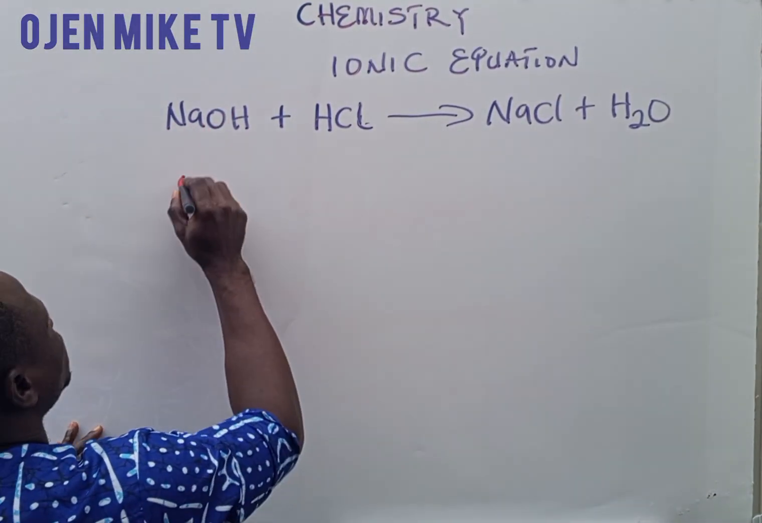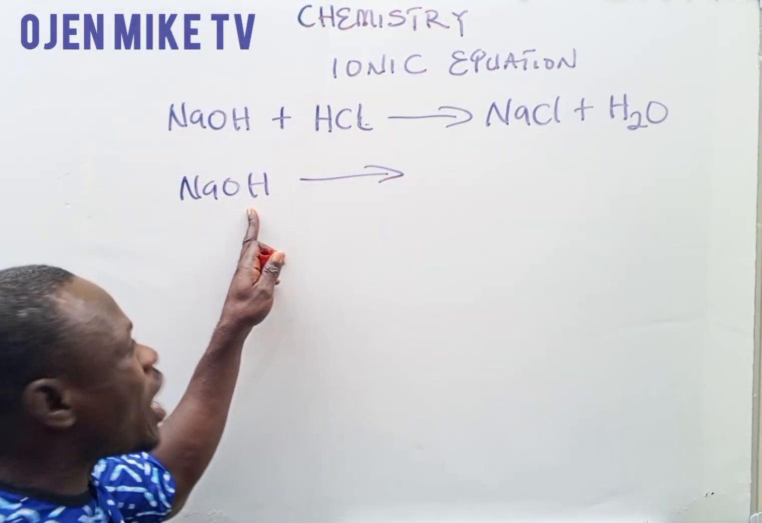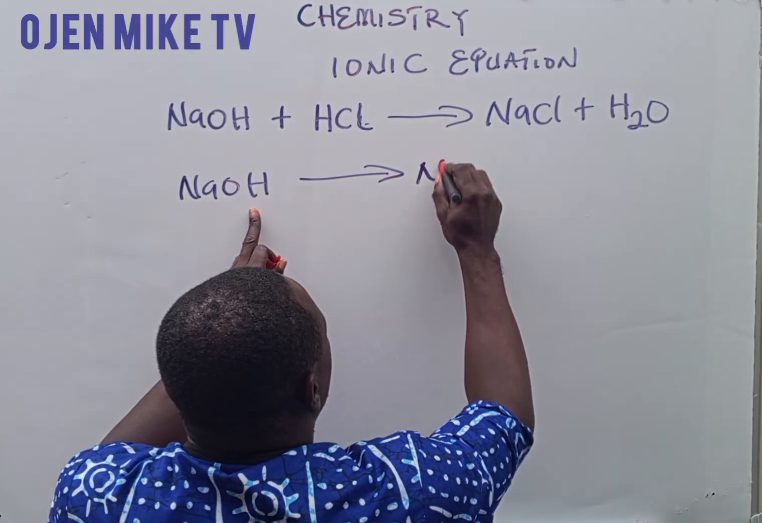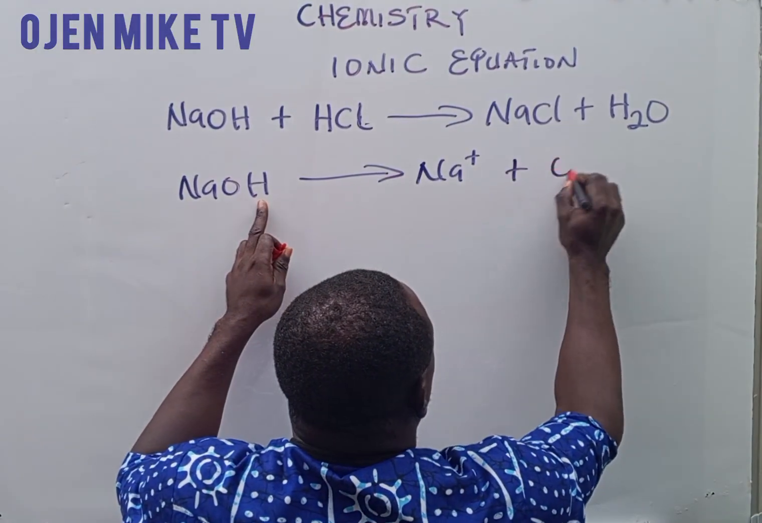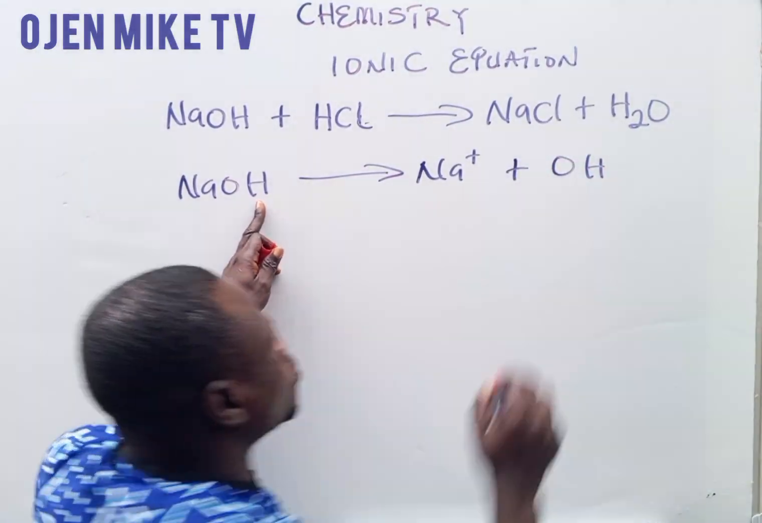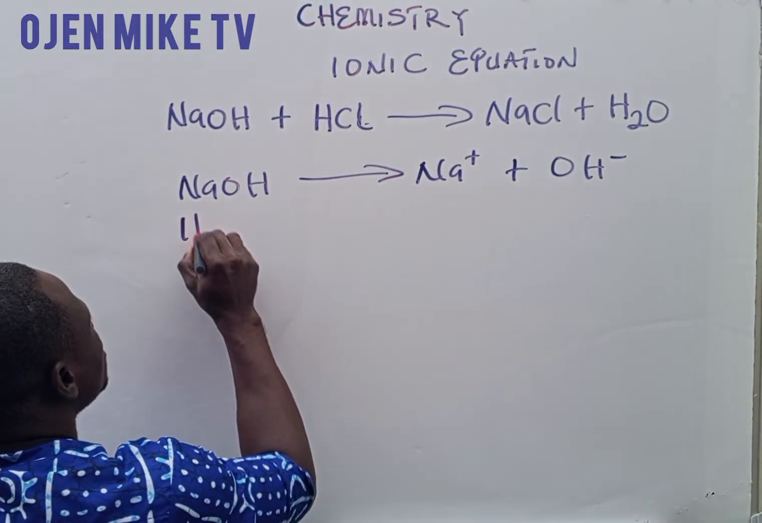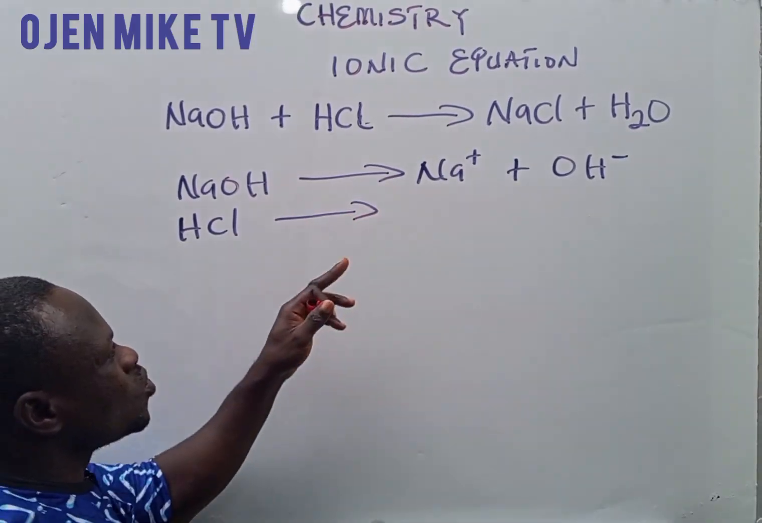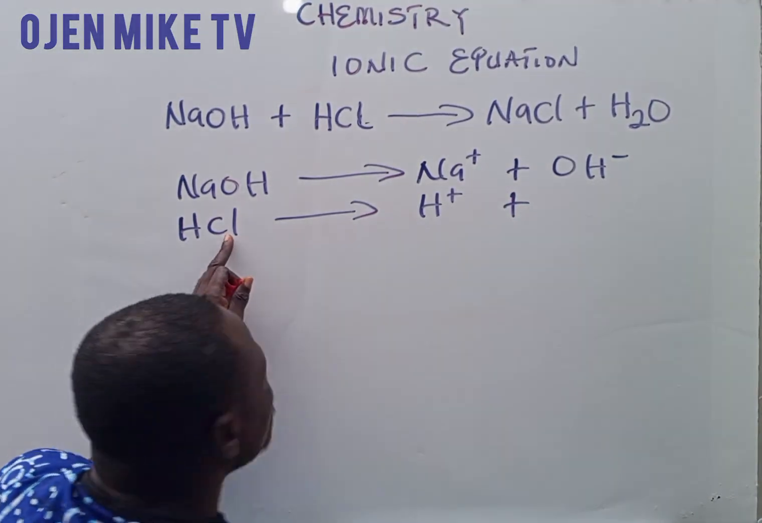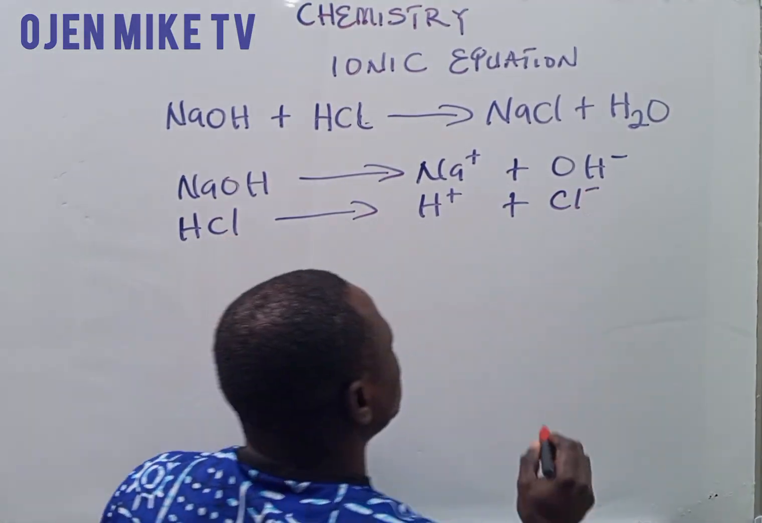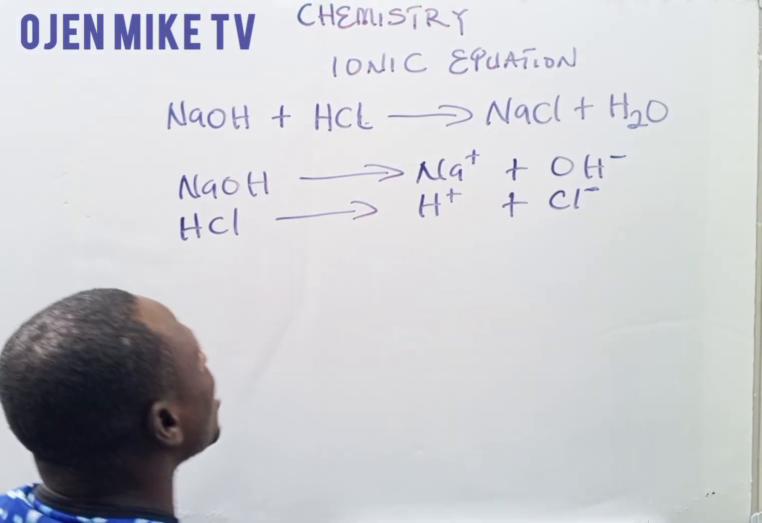Firstly, this is the reactant. Sodium hydroxide will ionize. That will split to give Na+, the ion of sodium is +1, plus OH-, the ion of hydroxide is -1. We are done with that one. We now come to HCl. HCl ionizes to give H+, plus Cl-. These are what we call ions. Now you go to the product.